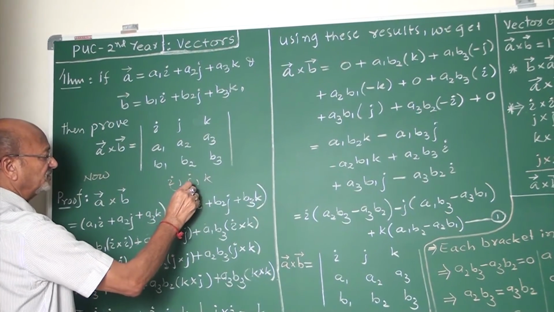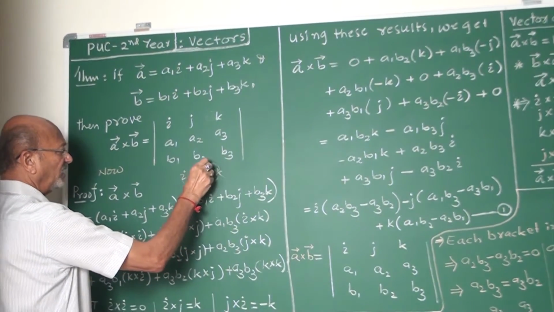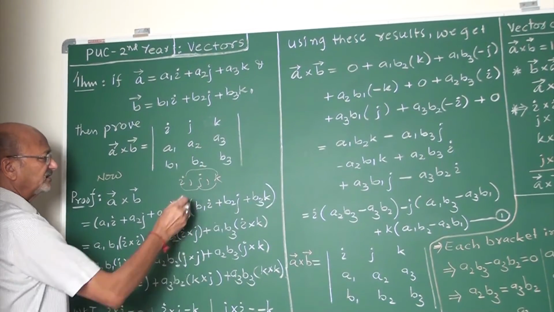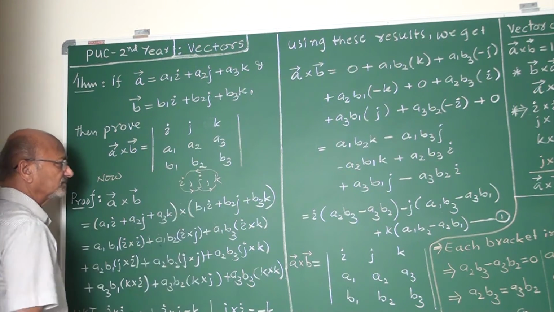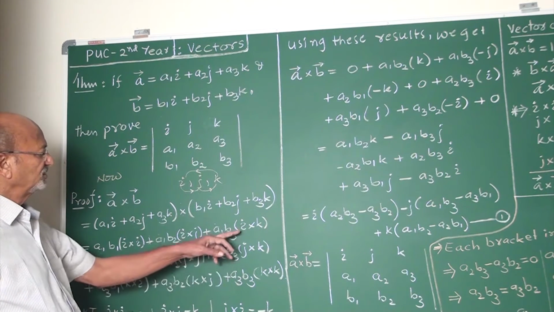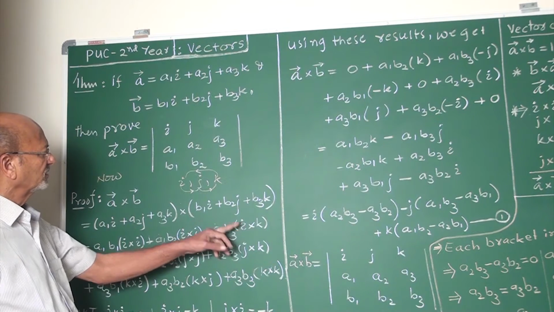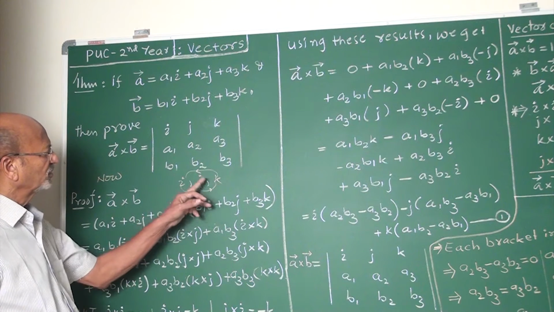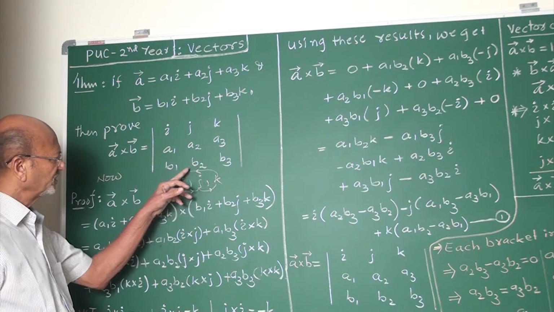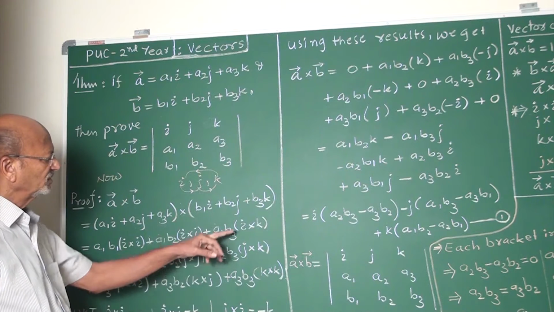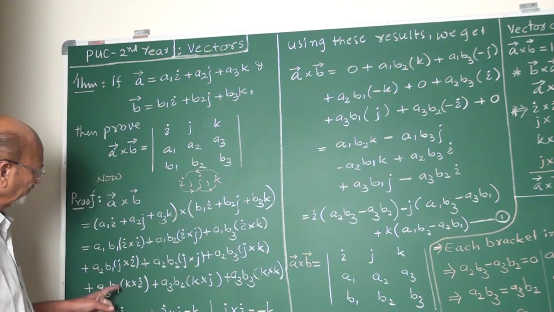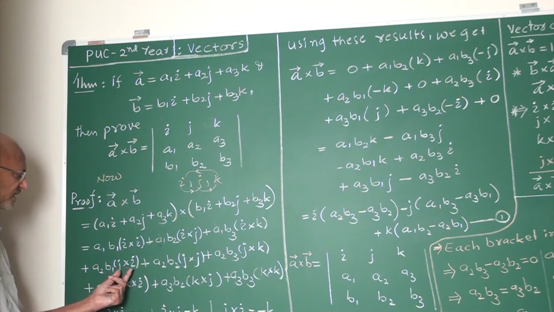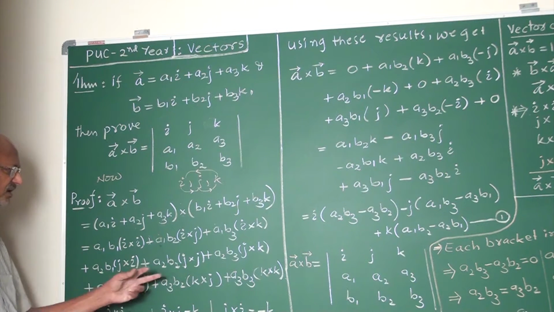See, i, j; j, k; and k, i. Like this direction. Now i cross k: the order is missed, opposite, it is k cross i. So i cross k means order is missed, and its value is minus j. Similarly j cross i, again order is missed, so minus k.